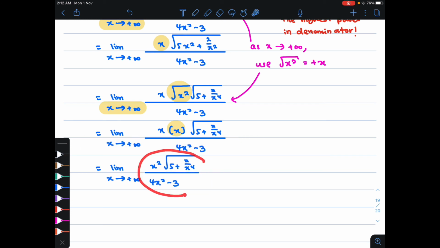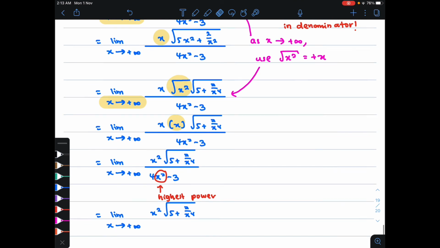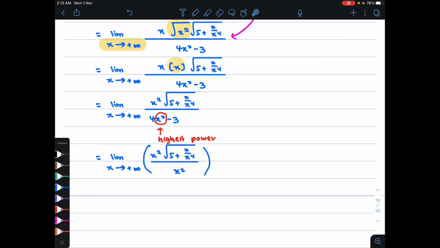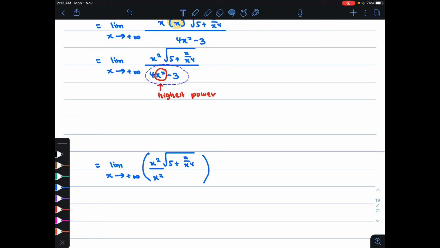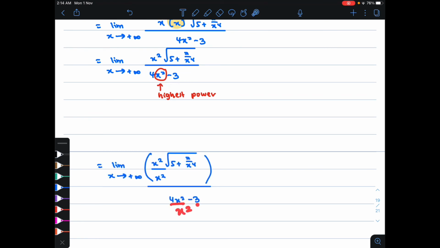Now, we can divide everything here with the highest power in the denominator, which is x squared. Let's start with the numerator. We will get this, so rearrange so that it's just x squared over x squared. Next is the denominator. Each term should be divided by x squared. So by simplifying, this is just 1, this is just 4.